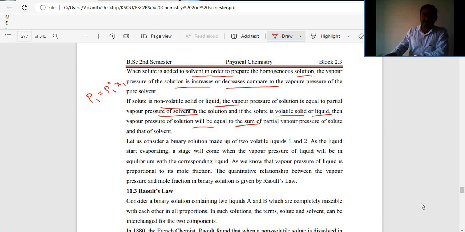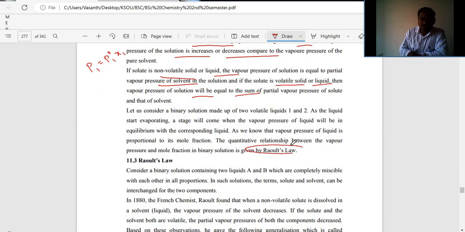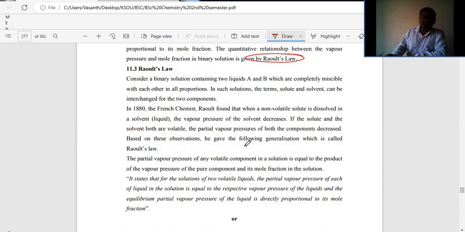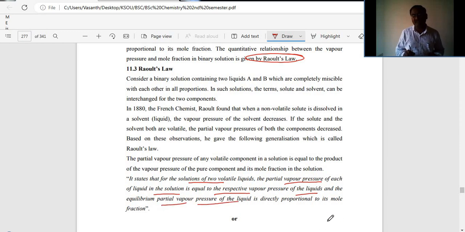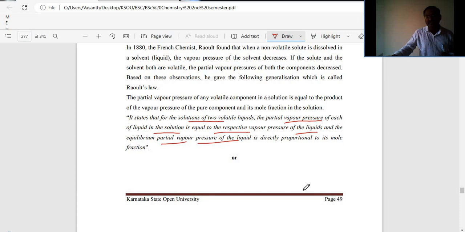Actually, this is explained by a law, Raoult's law. What is the statement of Raoult's law? It states that for solutions of two volatile liquids, the partial vapor pressure of each liquid in solution is equal to the respective vapor pressure of the pure liquid, and the equilibrium partial vapor pressure of the liquid is directly proportional to its mole fraction. That is the statement of Raoult's law.